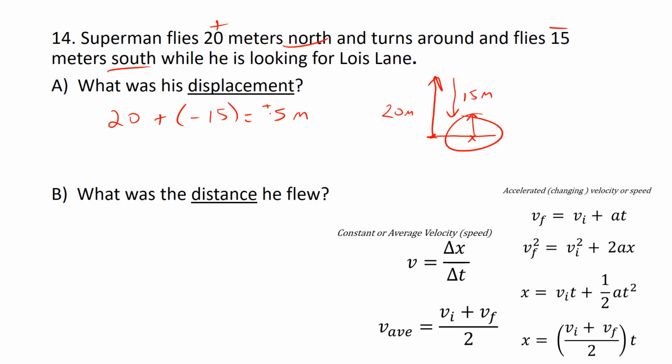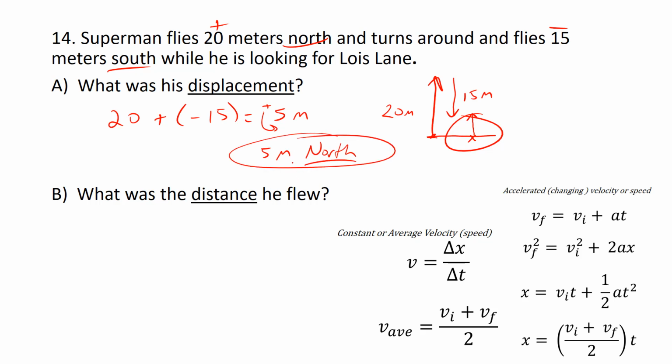And since it's positive, it's a displacement. It has to turn back into a direction: 5 meters north. And this whole time I said north was positive and south was negative, and since my answer was positive at the end, I turned it back into a displacement with north.